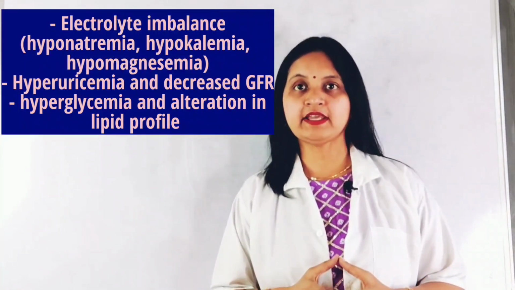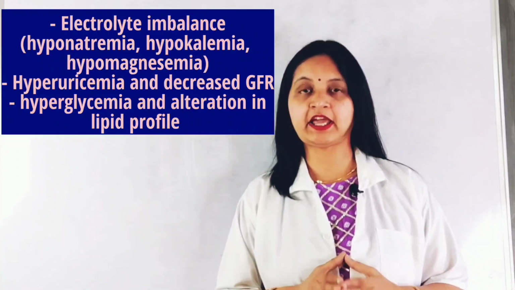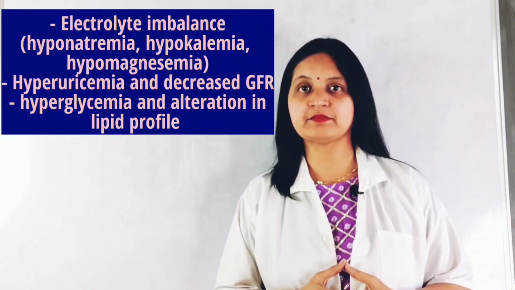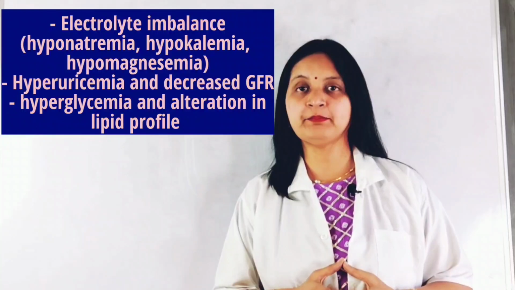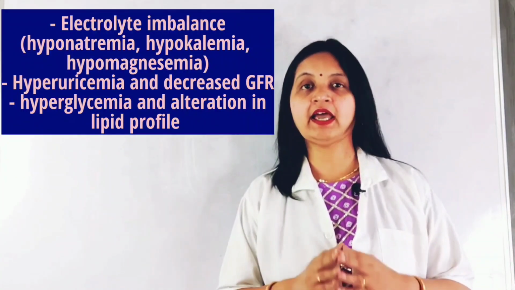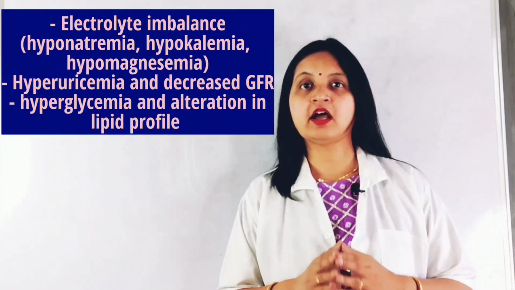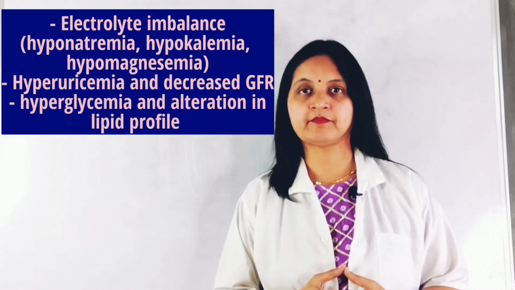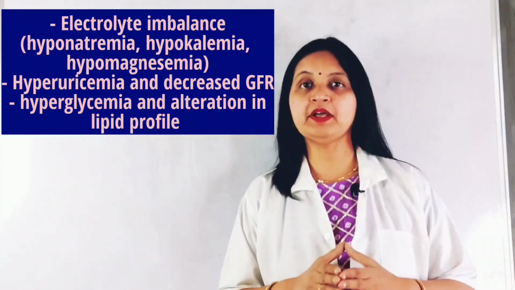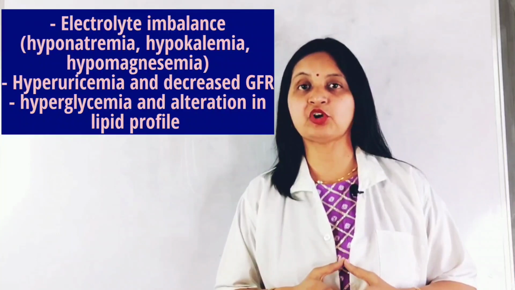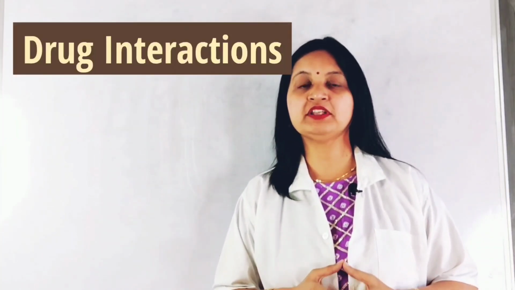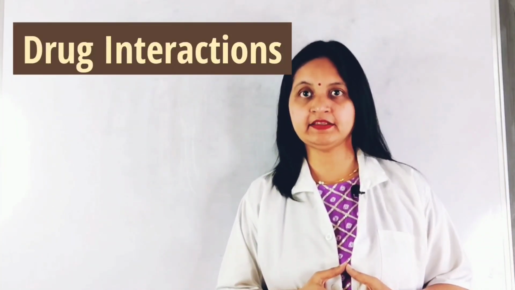The thiazide diuretics decrease the glucose tolerance and can cause precipitation of diabetes mellitus. They can alter the lipid profile of the individual and increase the risk for cardiovascular events. They can also cause hyperuricemia and decrease the glomerular filtration rate. Therefore, they are avoided in chronic kidney disease.